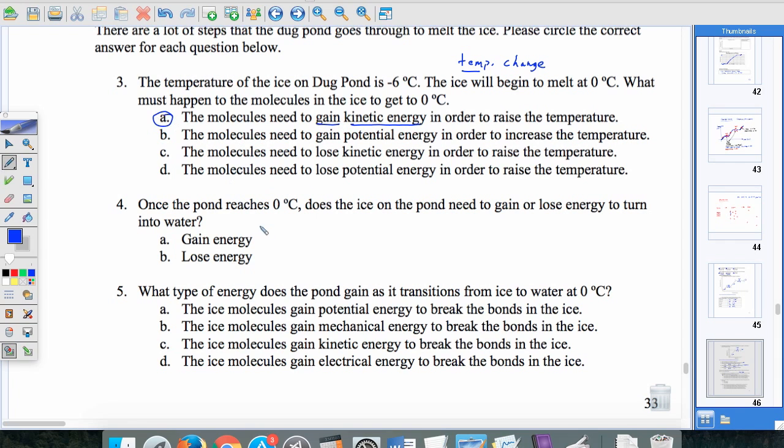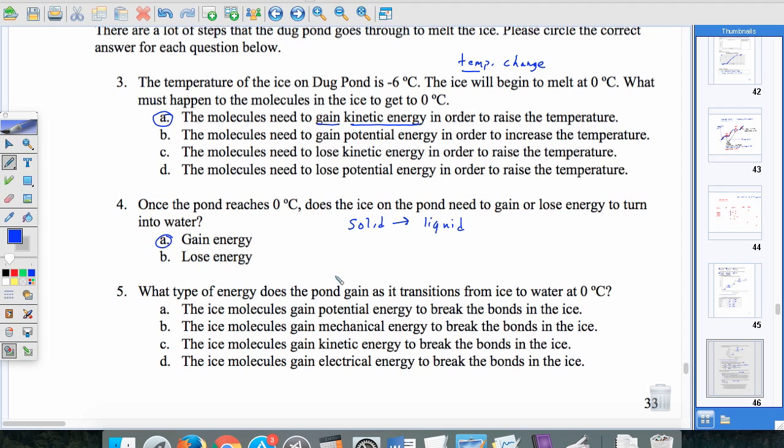So that's A. Once the pond reaches 0 degrees Celsius, does the ice on the pond need to gain or lose energy to turn into water? So at 0 degrees Celsius, we're already at the melting point. In order to go from ice into water, solid to liquid, we need to add energy. We need to gain energy.